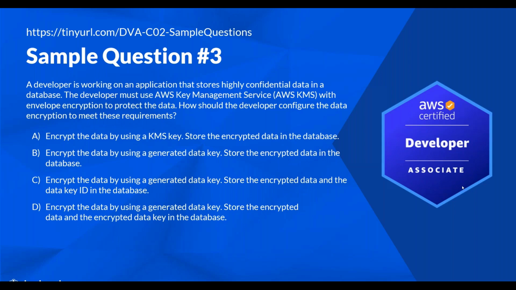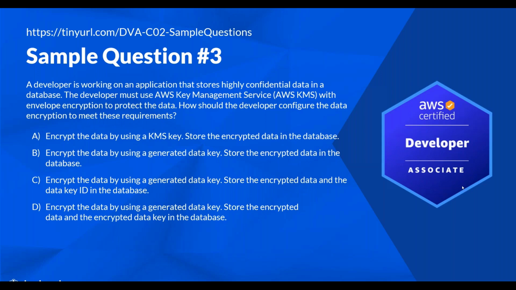We need to store the encrypted form of the data key so that the data key can be used to decrypt the data, right? Right. So we know that we're not using a KMS key in this case. Even though the question is saying the developer must use KMS with envelope encryption, we're not going to be using that KMS key to encrypt the data itself. We're going to be generating a data key to do that. So with that, we can rule out answer A.